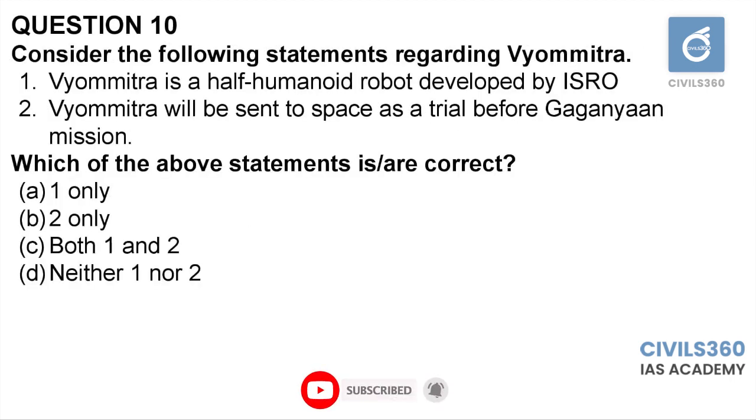Question number 10. Consider the following statements regarding Vyomamitra. Statement 1. Vyomamitra is a half-humanoid robot developed by ISRO. Statement 2. Vyomamitra will be sent to space as a trial before Gaganyaan mission. So this thing, it's been in the news again and again. It's a half-humanoid that was developed by ISRO. It can act as a companion, it can talk with the astronauts, it can recognize them, greet them, and can be a companion during the space missions.